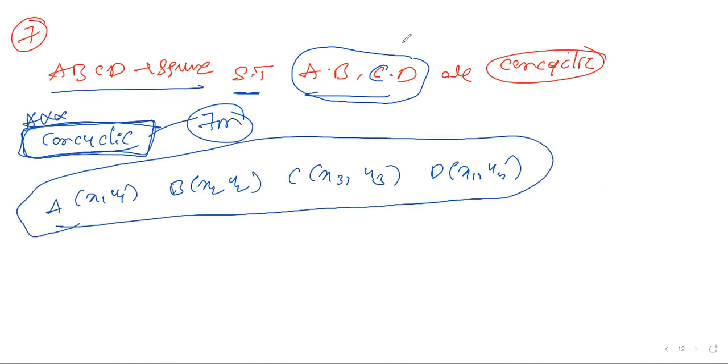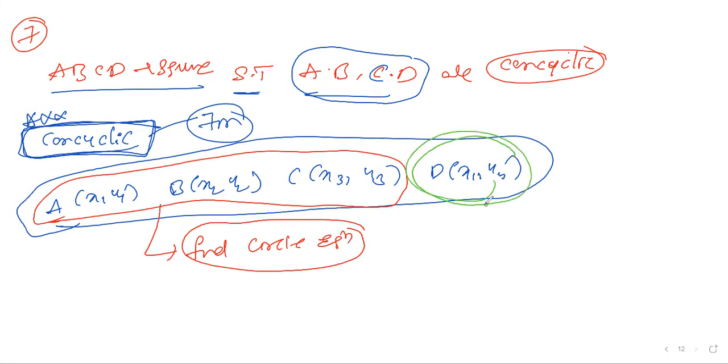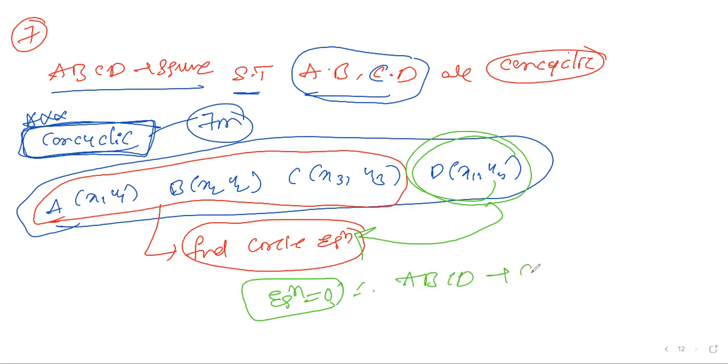If they mention these 4 points are concyclic, do one thing. First of all, you have to take any 3 points, not only ABC, any 3 points you take, and find the circle equation. After finding the circle equation, the second step is to substitute the value of D in the circle equation. If the equation becomes 0, therefore ABCD are concyclic.